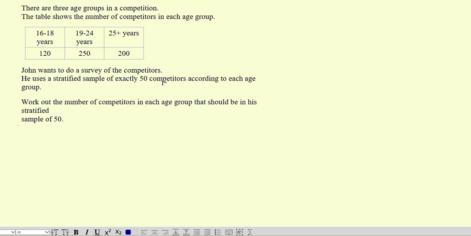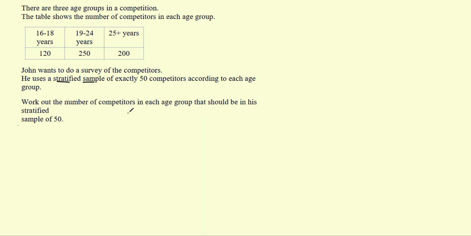Right, here we go. Have a go at this one then. Feel free to pause the video, give it a go, and then press play again after. So let's see how you got on. There are 3 age groups in a competition. The table shows the number of competitors in each age group. So 120 between 16 to 18, 250 aged 19 to 24, and 200 are 25 years plus. He wants to do a survey and a stratified sample of exactly 50 competitors according to the age group. Work out the number of competitors in each age group. As we said, it's the proportion in each age group multiplied by the sample size.